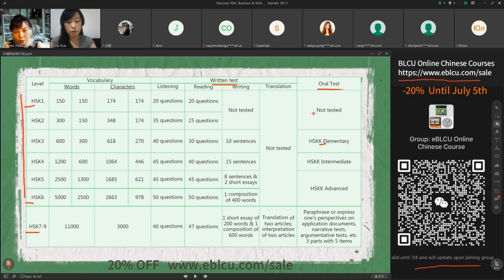So right now for HSK 1 and 2, it's just a written test, that's straightforward. For HSK 3, you need to take HSKK 初级, which is HSKK elementary. And for HSK 4, you need to take HSKK intermediate. And for HSK 5 and 6, both levels, you need to take HSKK 高级, advanced level. All right, so that's the information for the HSK test.